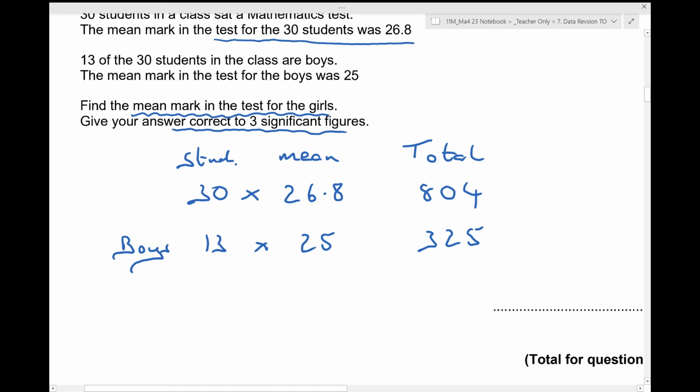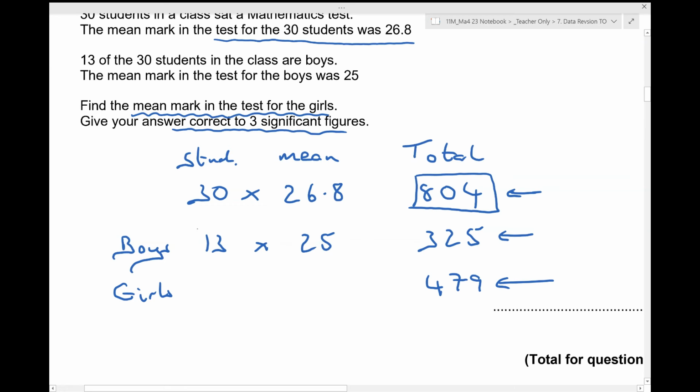325 marks in total. Now, if the whole class scored 804 and the boys scored 325, then the girls must have scored 479, the difference between 804 and 325. I'm asked for the mean mark for the girls. Well, I know their total mark is 479.